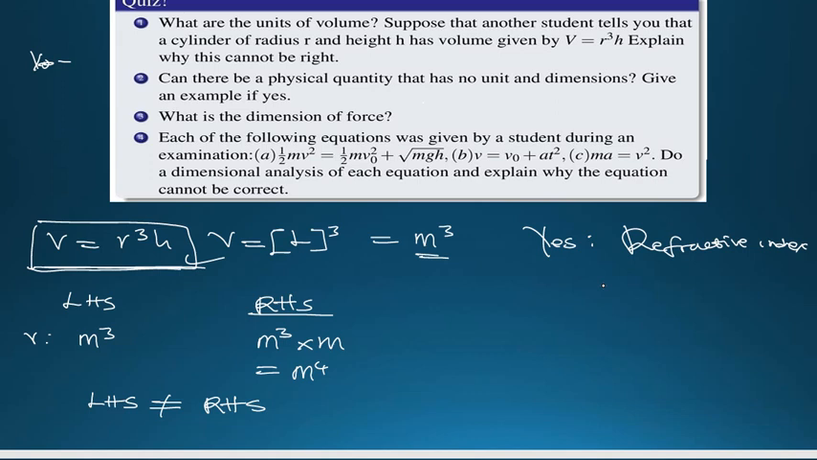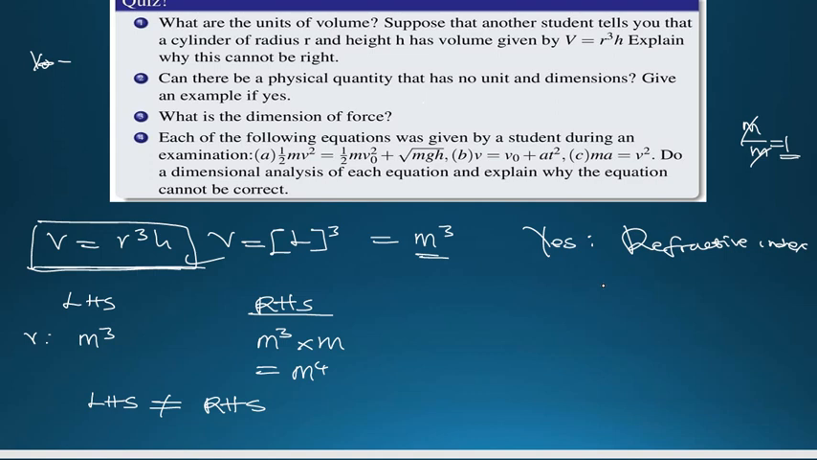Just like a ratio of meters over meters, the units are going to cancel out and you are going to have one. What you need to know about a constant is that any number is dimensionless. So this is what happens to refractive index.